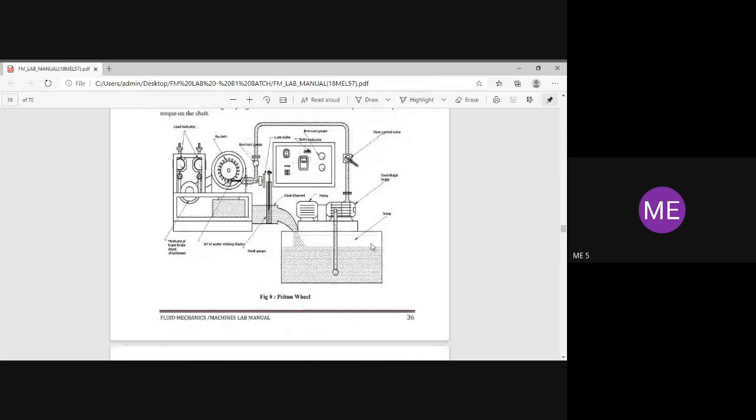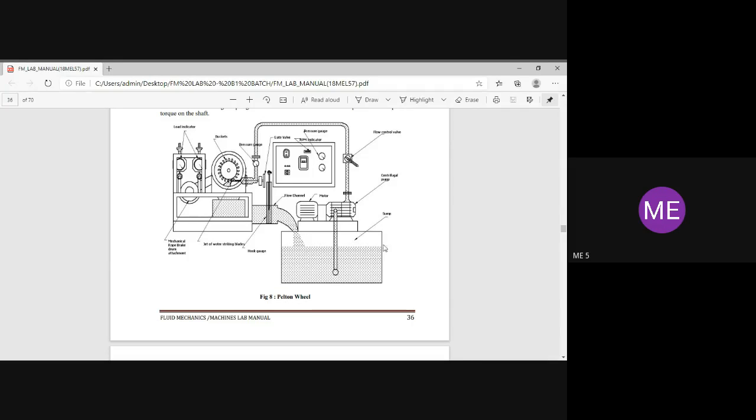This is what you are seeing. This is your Pelton turbine. This is the runner with the buckets. There is a load indicator, by which the load is changed, and this one is our RPM indicator. This is our tail race. After performing the work, the water discharges into the tail race. What you are observing here is the nozzle with spearhead arrangement. We also have the flow control valve. This is the experimental setup of the Pelton wheel.